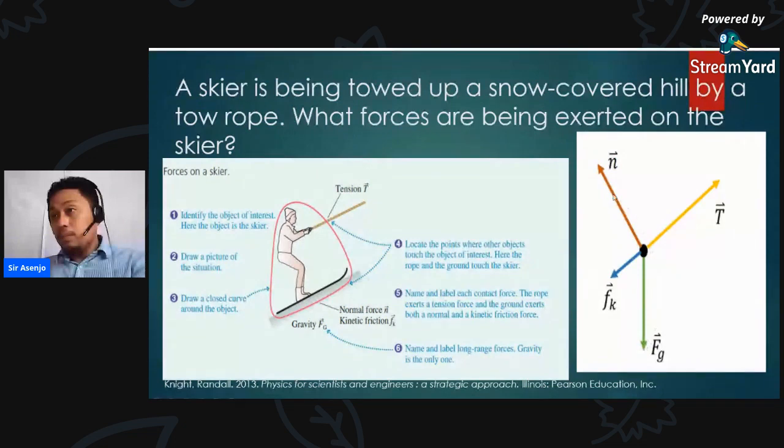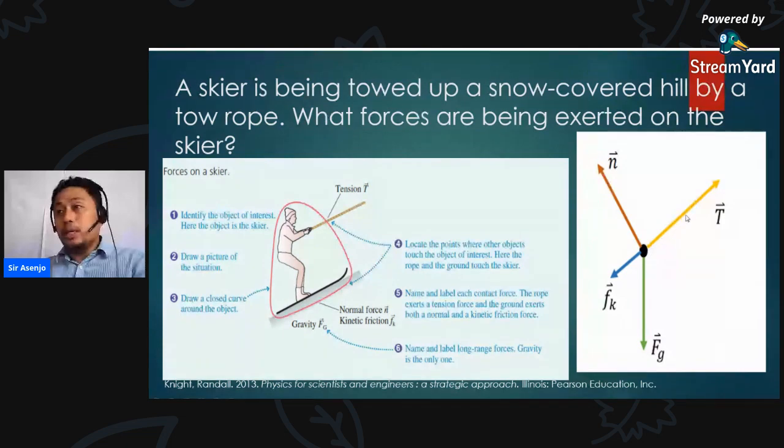But look at the magnitude of the normal force and the gravitational force. They are the same in length. That means the normal force exerted on the scare is the same, because or else the scare will be floating if not the same. They should be equal. That's why the scare stays on the ground, because the normal force and the gravity are equal in magnitude.